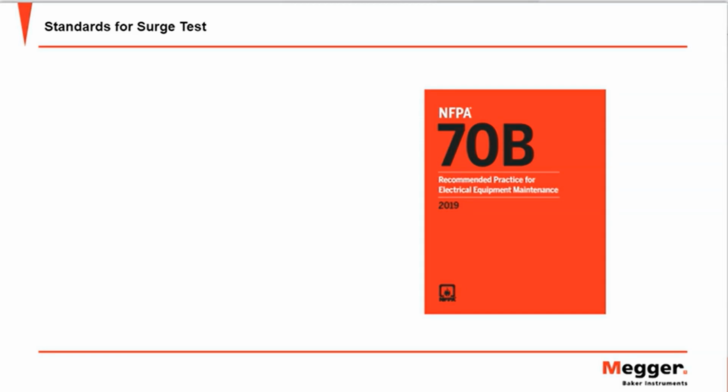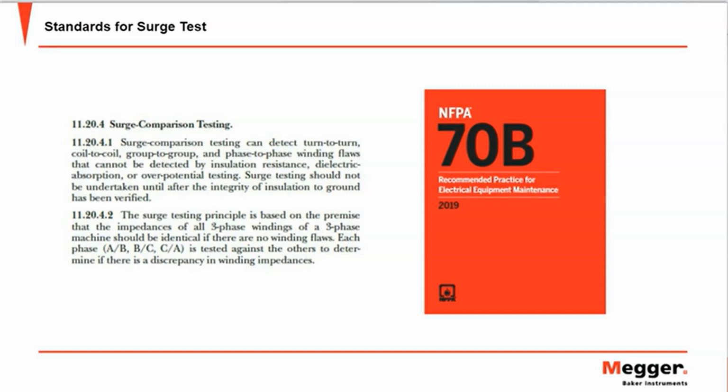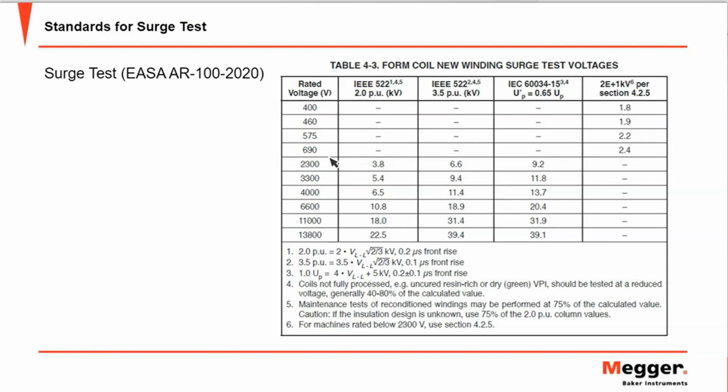So here you have 11.20.4.1: surge comparison testing can detect turn-to-turn, coil-to-coil, group-to-group, or phase-to-phase winding faults that cannot be detected by other tests. For low-voltage motors, you are going to apply 2 times the rated voltage plus 1,000. Over 2,300, there is a new formula calculation for that.